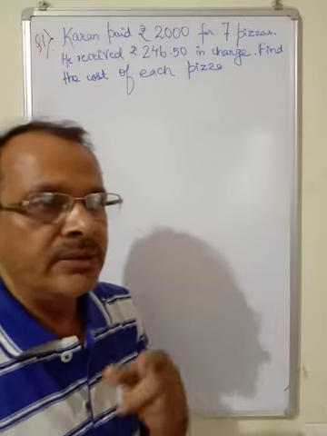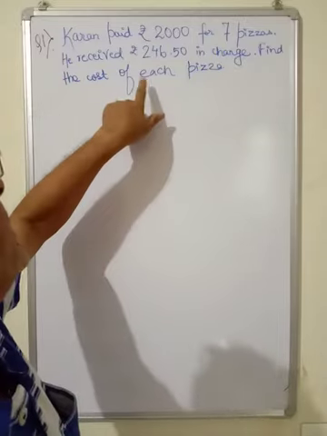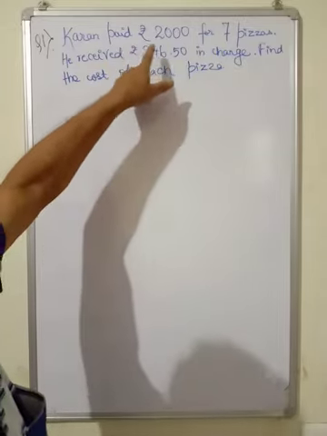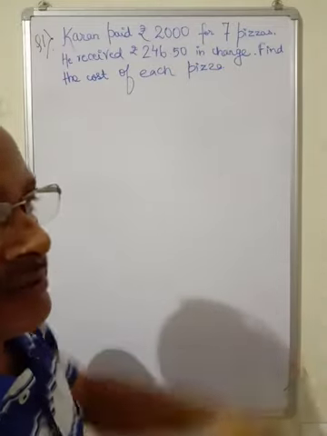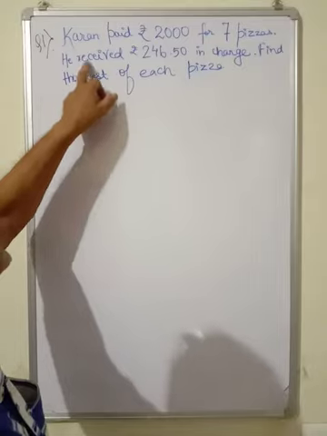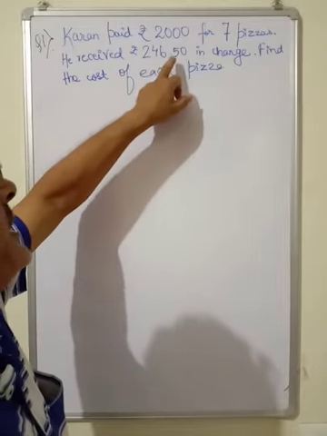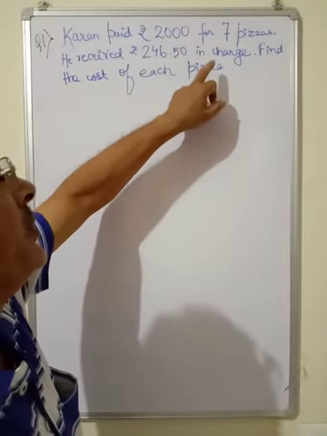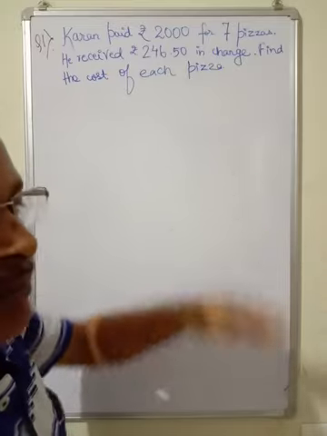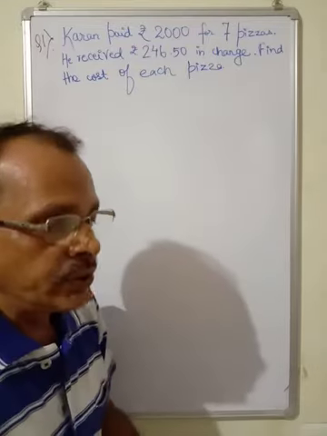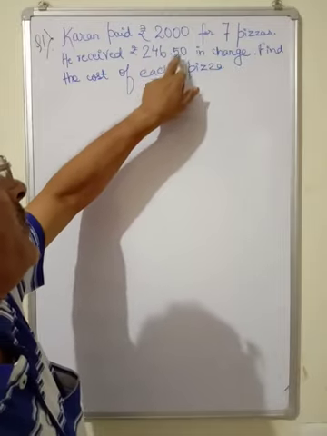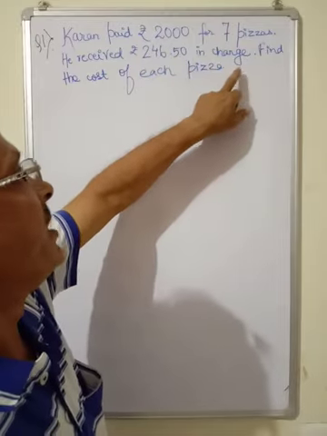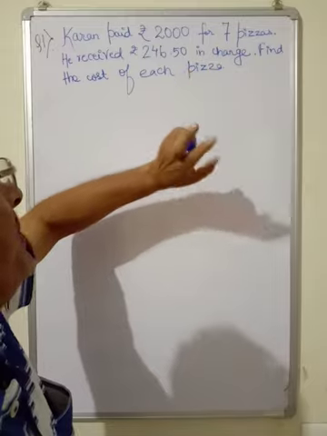Out of these questions, one question is: Karan paid rupees 2000 for 7 pizzas. He received rupees 246.50 in change. When he paid a 2000 rupees note, the shopkeeper returned back 246.50 in change. Find the cost of each pizza.